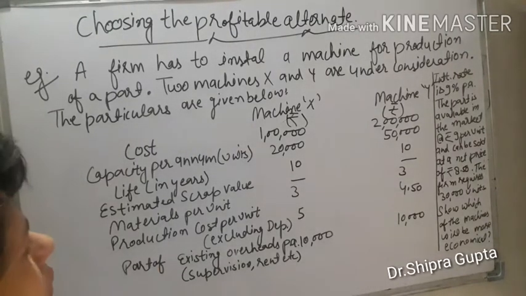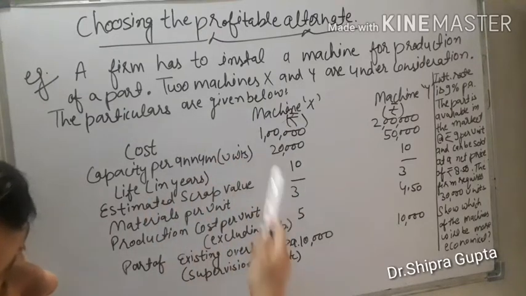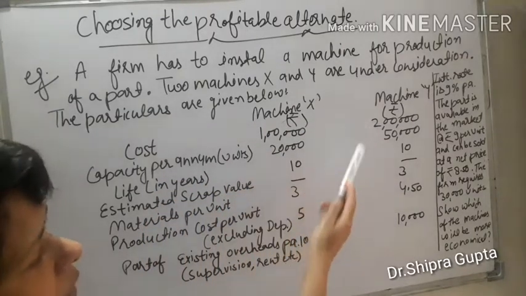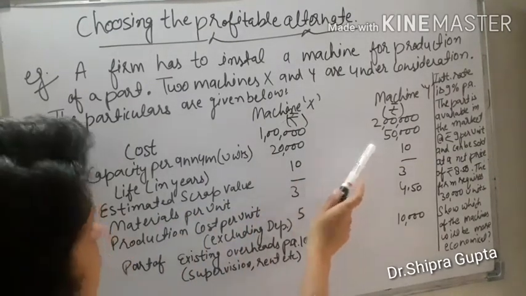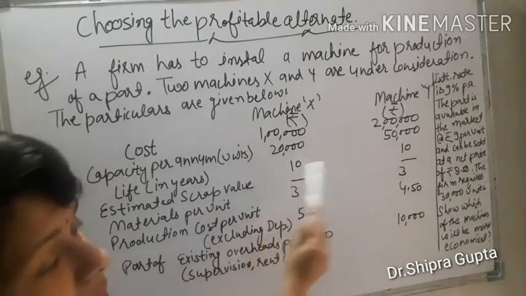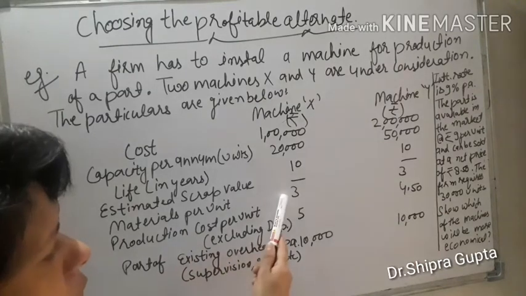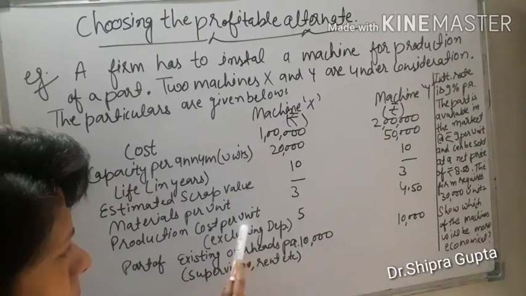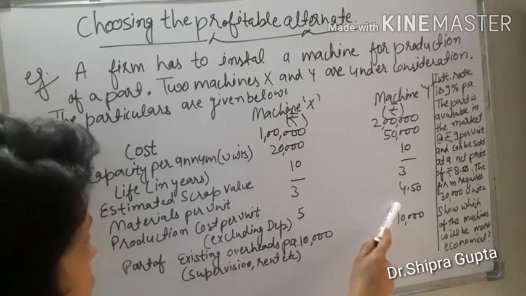The question is, a firm has to install a machine for production of a part. Two machines, X and Y, are under consideration. The particulars are given below for machine X and machine Y. The cost for machine X is 1 lakh and for machine Y 2 lakh rupees. Capacity per annum for machine X is 20,000 units and for Y 50,000 units. Life is 10 years for both machines. Estimated scrap value is nil. Materials are 3 rupees per unit for both X and Y. Production cost per unit excluding depreciation is 5 rupees for machine X and 4.50 rupees for machine Y.